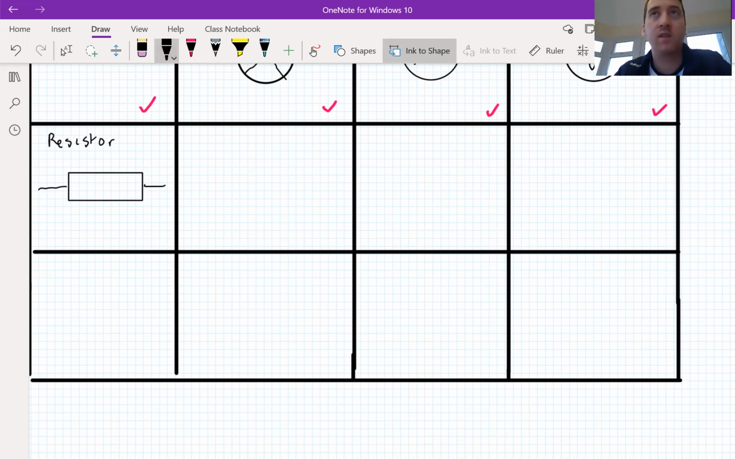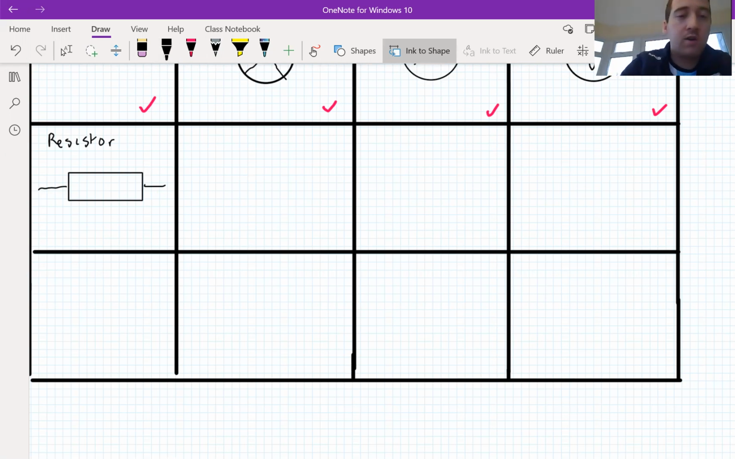So it might have a resistance of 10 ohms. So you can have a 10 ohm resistor. And if you put that into the circuit, it will always create a resistance of 10 ohms. You can buy a different resistor, which is 100 ohms, and that will, again, have a fixed resistance of 100 ohms. So you can't change the resistance unless you change the resistor.